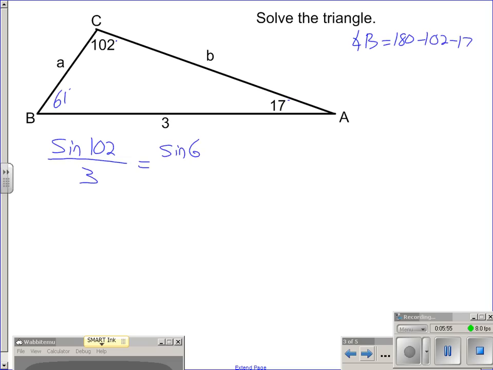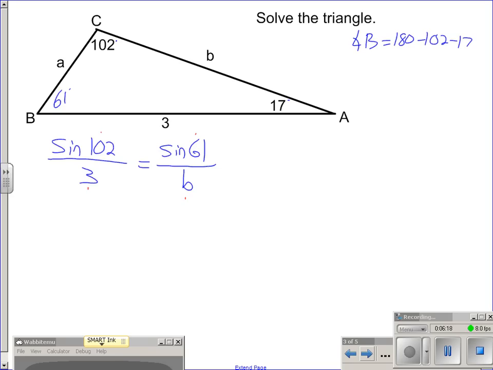I just figured out angle B, it's 61. I'm going to divide that by its opposite side. Okay, you notice how there's four parts. There's an angle, a second angle, a side, and a second side. Those are the four parts. You need to know three of those four things so that in this equation you've only got one variable so you can solve for it.